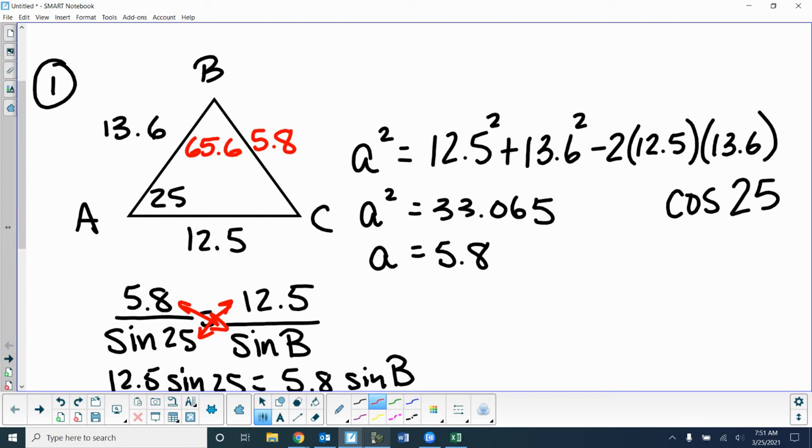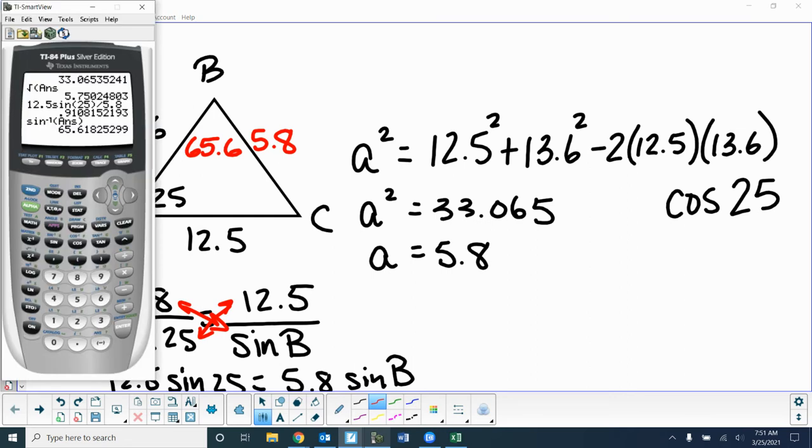Now, since I have two angles, to find the third angle, we always just add the two together and subtract from 180, right? Because in triangles, the three angles add up to 180. So I already have the 65.6, so I add 25. Right, there we go. And then I'll go 180 minus that answer. So second answer, so you have to type it in again. So 89.4, to the nearest tenth, is that angle C.